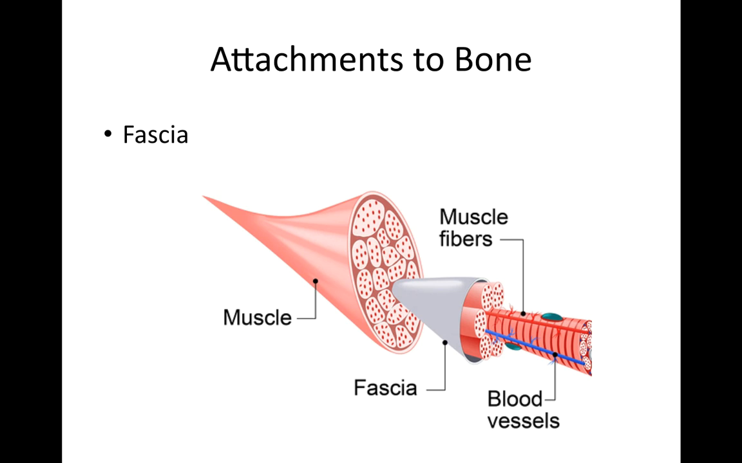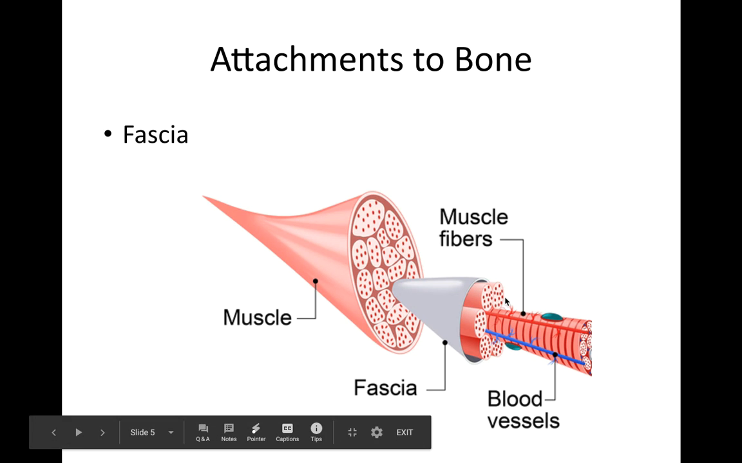Okay. Then we have fascia. Fascia is that really tough connective tissue that holds all our muscles together. It's also what holds our muscles to the tendons. Okay. Remember how we talked about the different muscle units? And all those units come together to form the muscle itself.